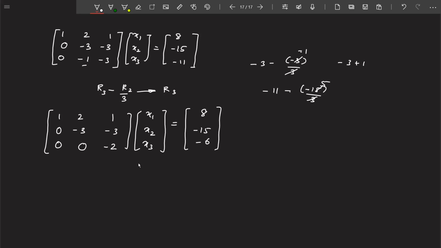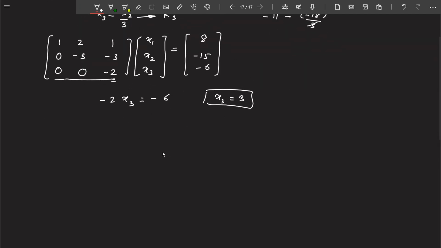So now once you have done this, you can see, if you multiply this row by this, it comes out to be minus 2 x3 equals minus 6. And if you do that, you'll find out the value of x3 is equal to 3. So this is the value of your x3.